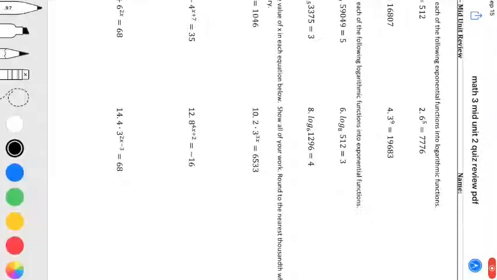Hey guys, in this video we are going to be talking about going in between logs and exponentials, creating exponential equations, and then solving them. This is for our quiz tomorrow. So we're going to go through this review tomorrow before we go to lunch, and then after lunch we're going to take a quiz very similar to this review.